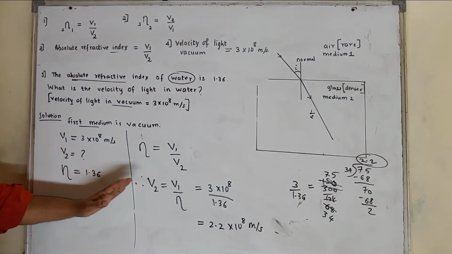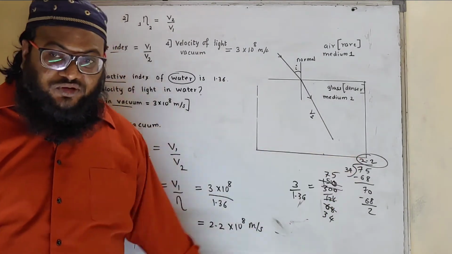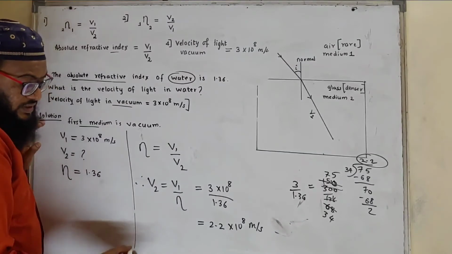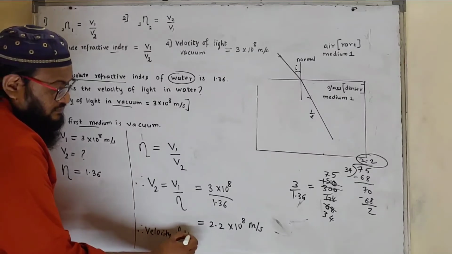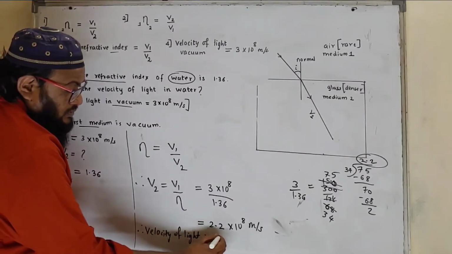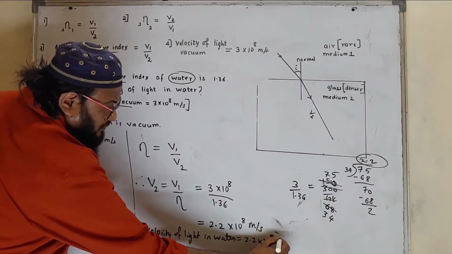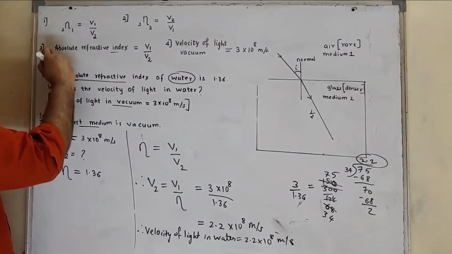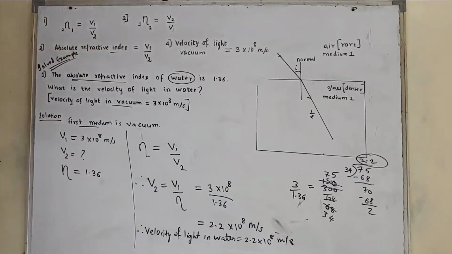So what is velocity of light in water? We have solved 3 upon 1.36 and we got 2.2 into 10 raised to 8. So V2 is 2.2 into 10 raised to 8, that is the velocity of light in water. Velocity of light in water is 2.2 into 10 raised to 8 meter per second. So this was a question from solved examples, a very important question. Then we'll solve the next one.